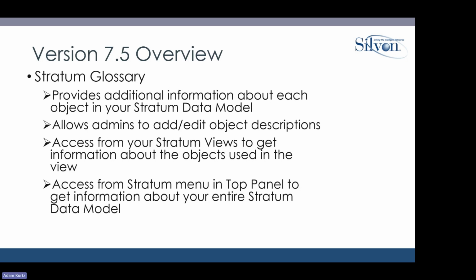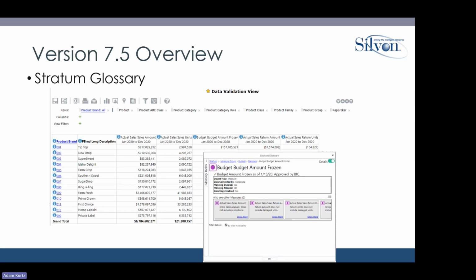Looking at it from a visual standpoint, we can see we're inside a view here, and with the glossary toggle turned on, we can see that we've got all the different areas that we can click in on with the informational button icons. So if I wanted to know what actual sales means, I can click in on that little icon there, and it will open up, or for budget for that matter, it'll then open up the glossary and give me a description of the measure itself: budget amount frozen as of January the 15th.